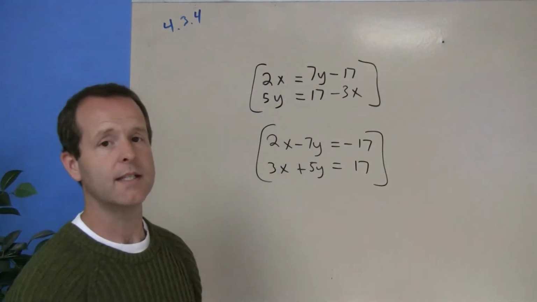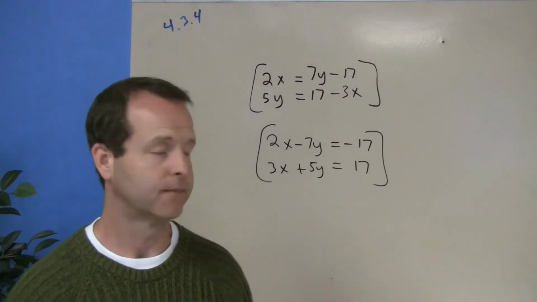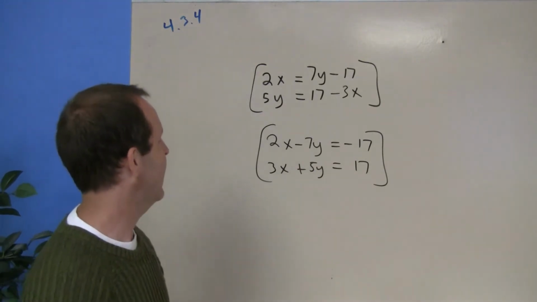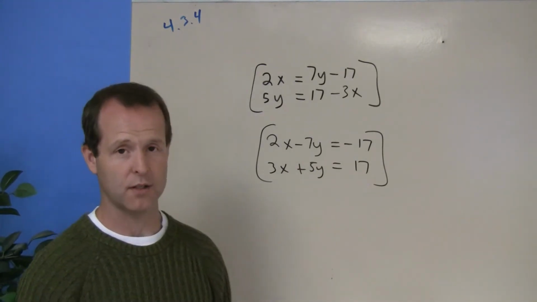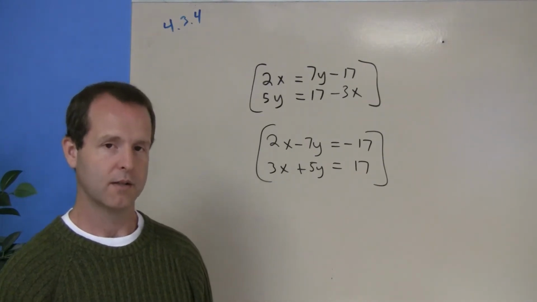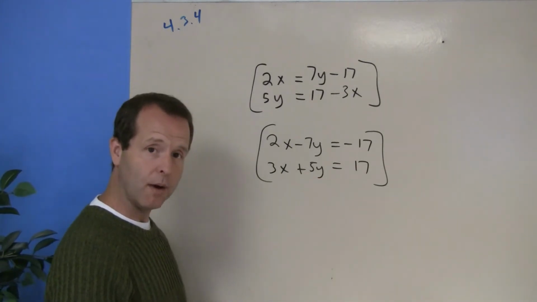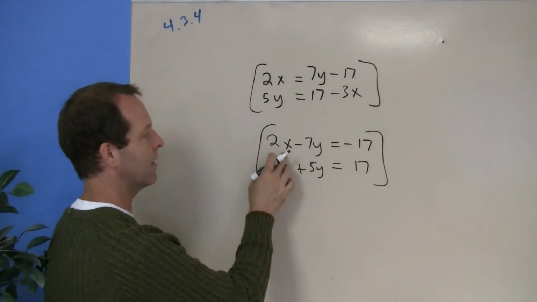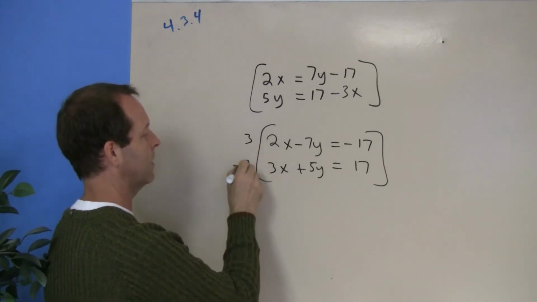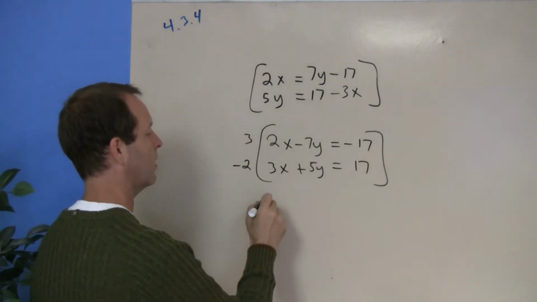So now I have a system that, at least in its form, I can start to think about adding. However, it does appear that I can't think of any number to multiply to either the top line or the bottom line such that the variable will disappear. So what I will do then is multiply something to the top and to the bottom. So let's multiply the top one by a 3 and multiply the bottom one by a -2. Are you seeing why? Well, let's look and find out.